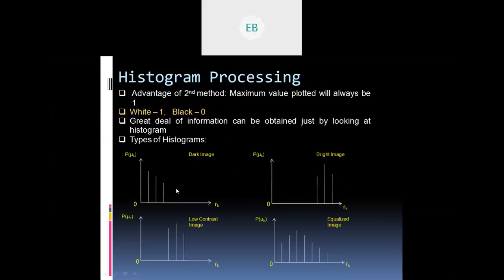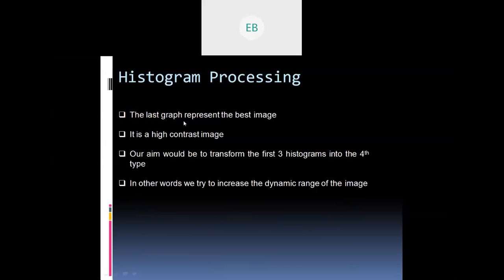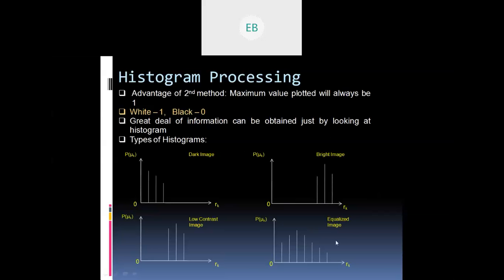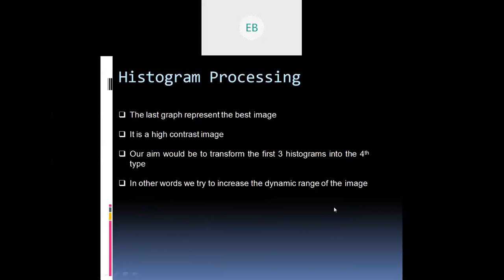Calculations will be made, so this is just the output of a dark image, this is the output of a bright image, this is the output of a low contrast image, and this is the output of an equalized image. When we perform histogram processing of the second method, the last graph represents the best image, that is the equalized image. Why? Because it is a high contrast image.